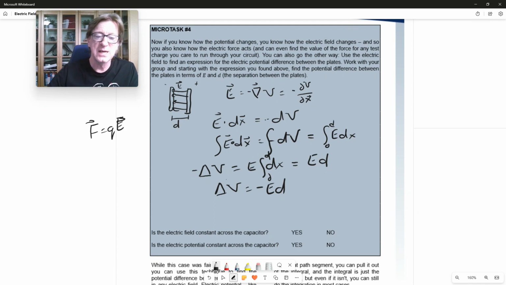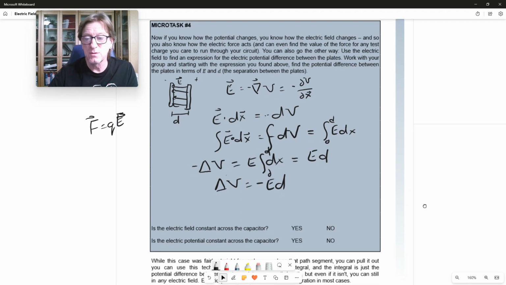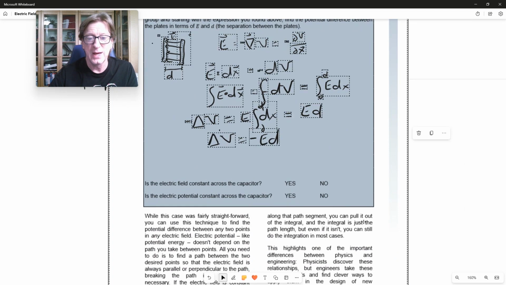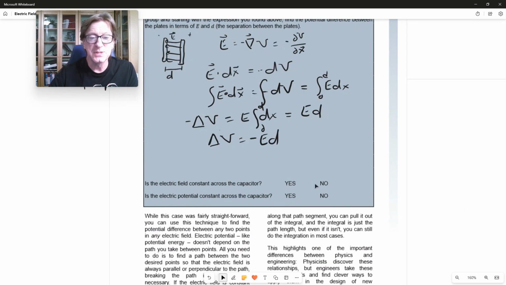So the question is asked, is the electric field constant across the capacitor? Yes, that's why we were able to pull it out. So is the electric potential constant across? Yes, it must also be constant because the electric field is constant.